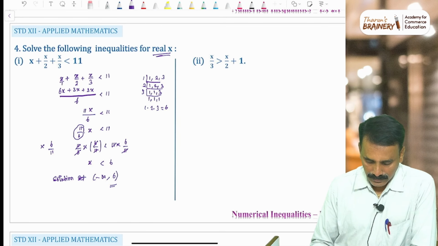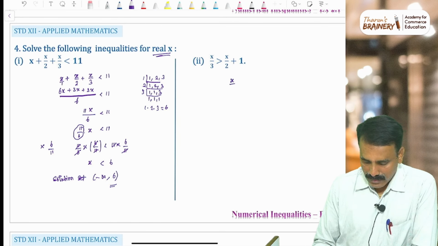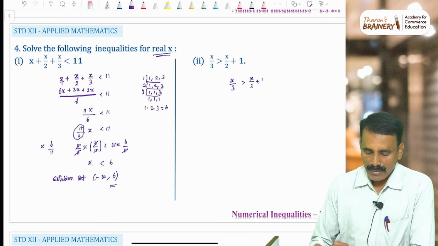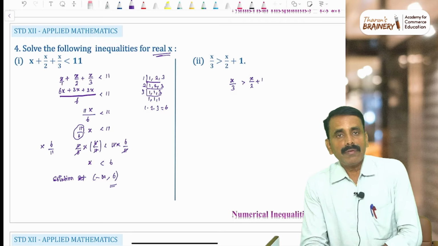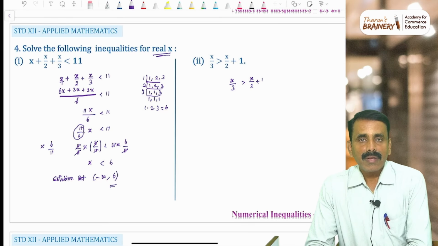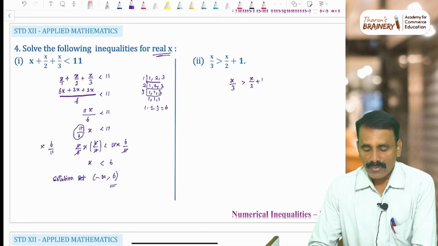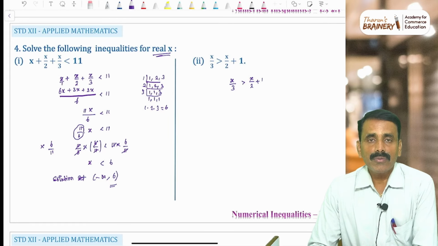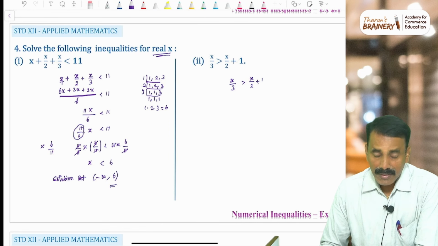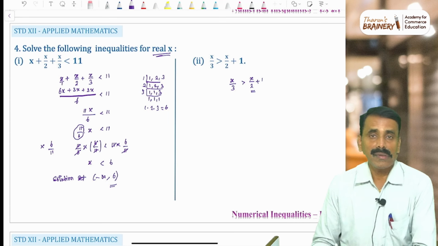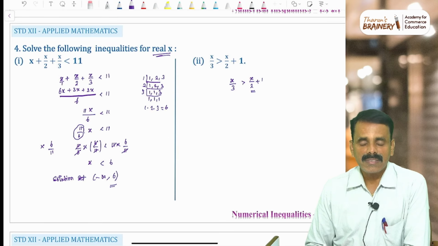Now, x by 3 is greater than x by 2 plus 1. X by 3 is strictly greater than x by 2 plus 1. Here we have on the left hand side only one term containing x, and on the right hand side we are having only one term containing x and one constant term. Okay. So, we need not simplify anything, we try to solve it. On the left hand side we do not have any constant term. On the right hand side we are having an x term. So, we try to eliminate that term containing x which is on the right hand side. How to eliminate?